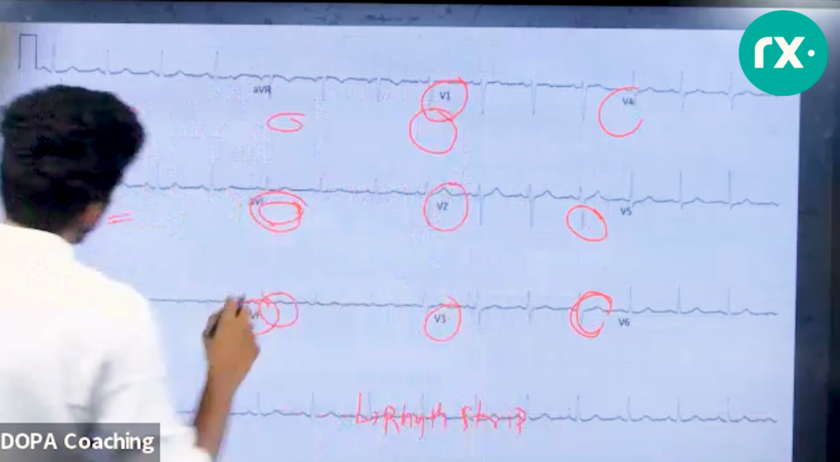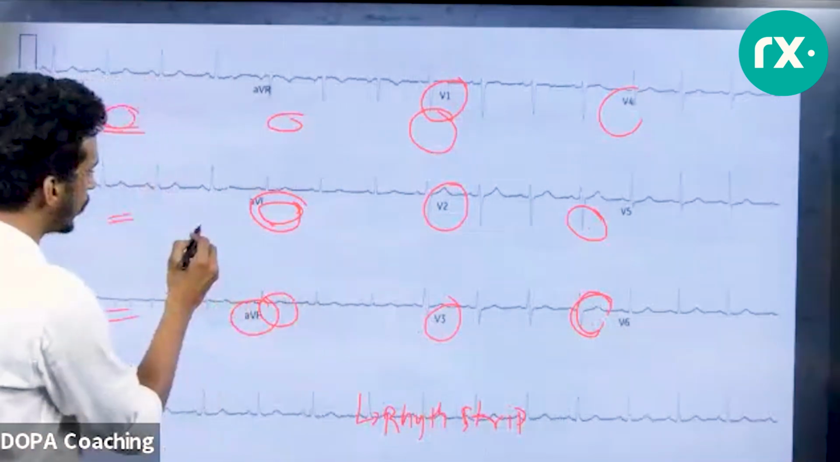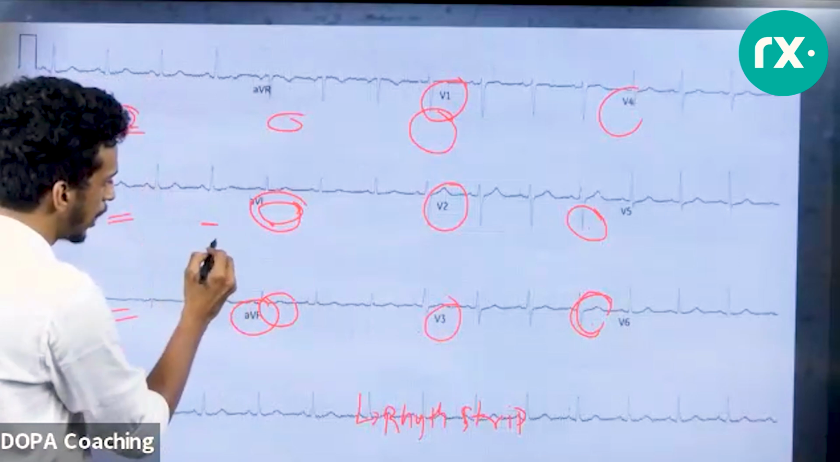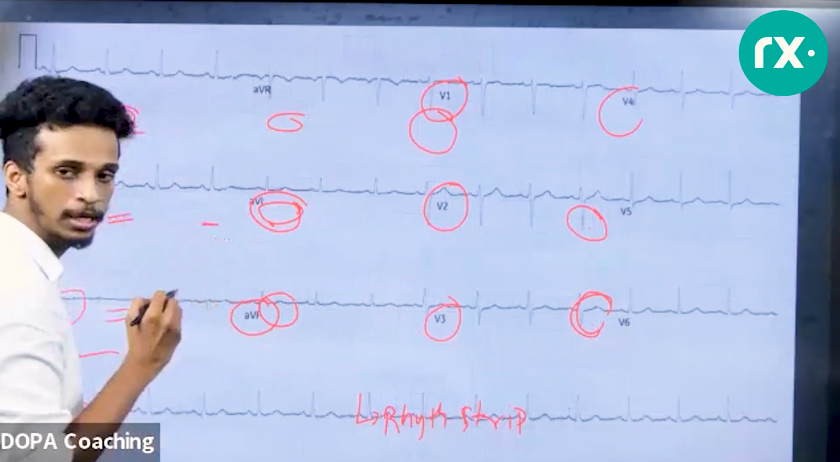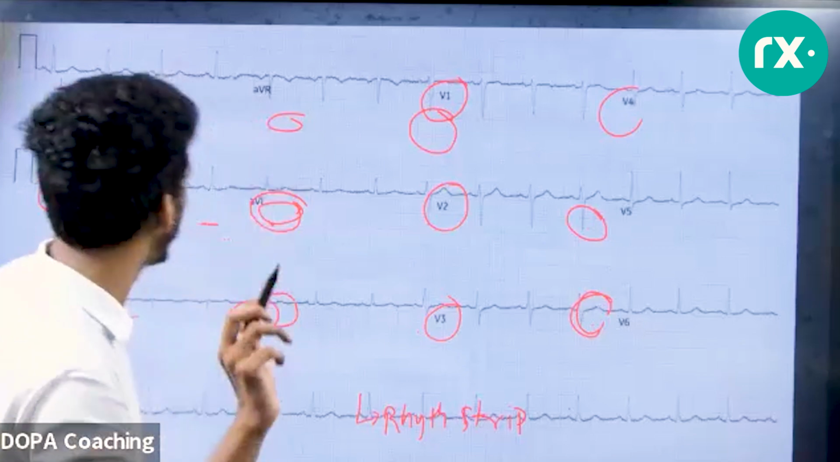So, in the basic session I have discussed that we have a large square. This is one large square, and each large square contains 5 small squares, and each small square is 40 milliseconds. Then all the rest we have already discussed.